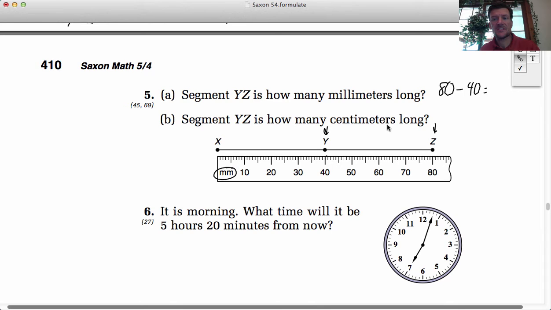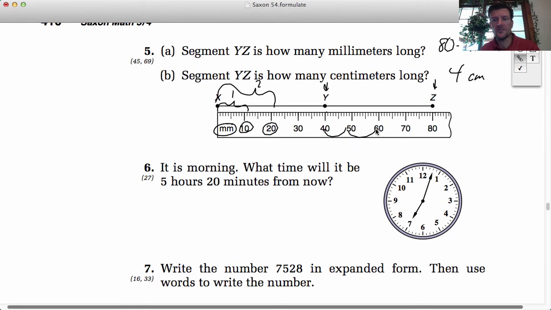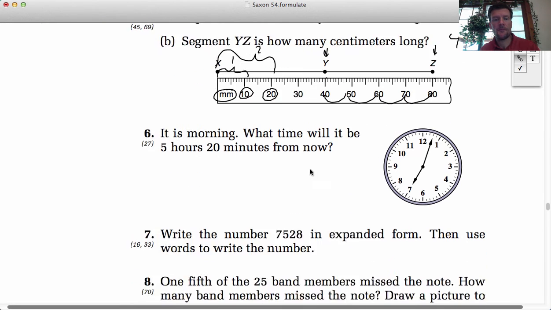Segment YZ is how many centimeters long? Well, every 10 millimeters is 1 centimeter. So this is 1 centimeter. This would be 2 centimeters. So every 10 millimeters is a centimeter. So if this is 40 millimeters, then that's going to be 4 centimeters. Okay, 1, 2, 3, 4.